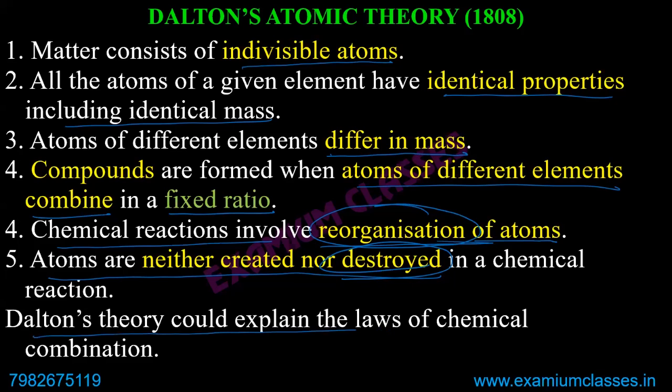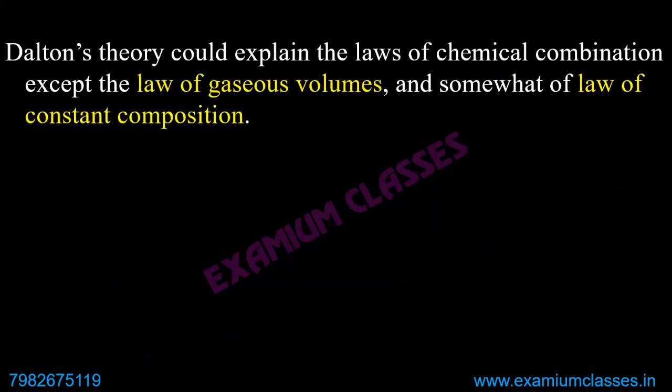Dalton's theory could explain the laws of chemical combination, most of the laws, but not all. It could explain the laws of chemical combination except the law of gaseous volumes and law of constant composition. When I talked about law of constant composition, I said that this is not 100% true. So I'll tell you why now. Sir, is this law of constant composition same as law of constant proportion? Yes, it is same. So it is written as both constant composition or constant proportion.